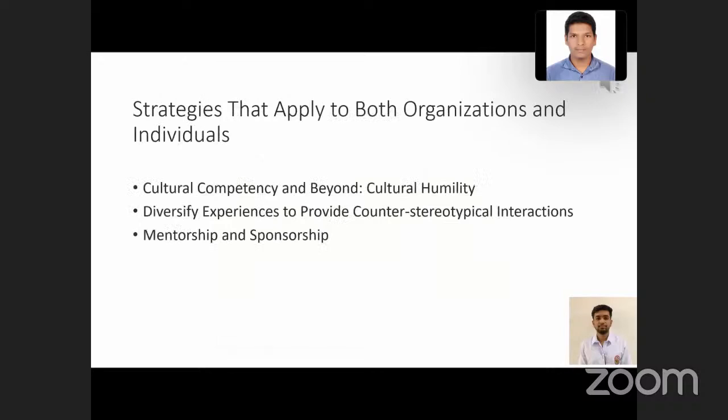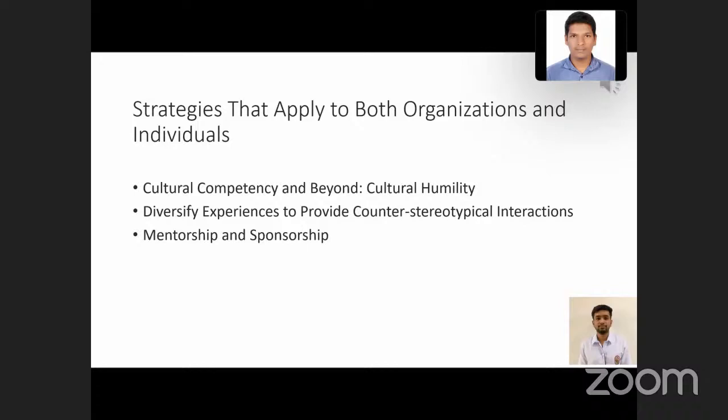Strategies that apply to both organizations and individuals. Cultural humility. Cultural humility has been proposed as an alternate approach, subsuming the teaching of cultural competency while steering participants towards a continuous path of discovery and respect during interactions with colleagues and patients of different cultural backgrounds.